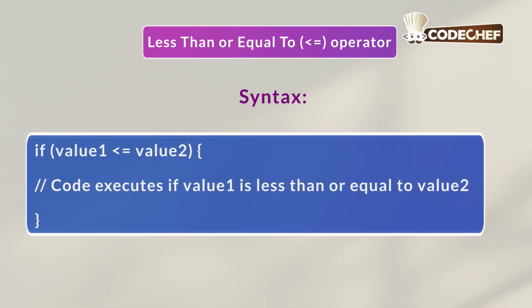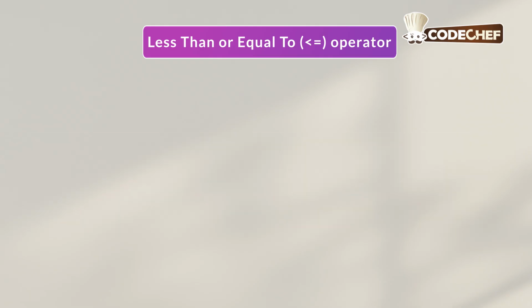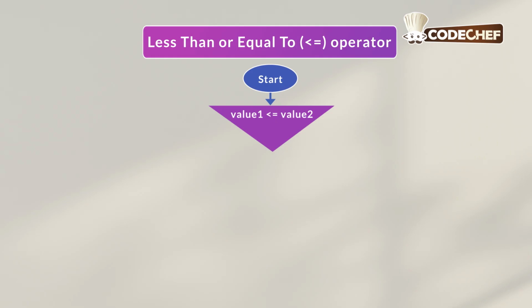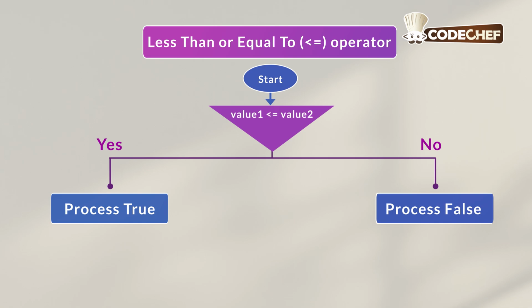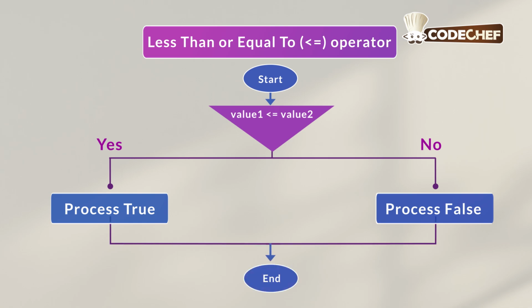Coming to the syntax, if value 1 is less than or equal to value 2, then inside curly braces we will write the code which will be executed in case value 1 is less than or equal to value 2. So again the compiler will check the condition given in the if block, and in case value 1 is less than or equal to value 2, then the code written inside the curly braces will be executed. Otherwise, it will skip the code and just come out of the if block.